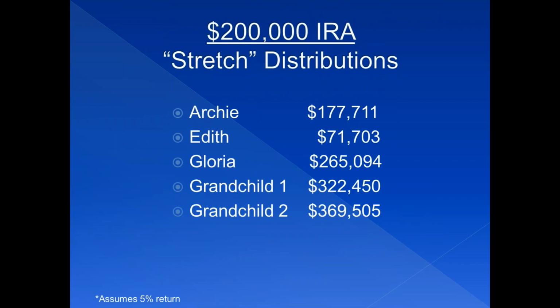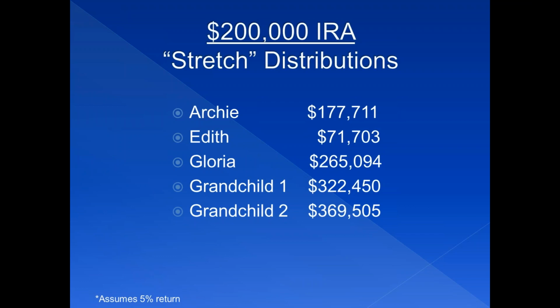So here's how the distributions would work. I'm assuming a 5% rate of return. That may seem a little high today, but remember, the stretch could last as long as 82 years. So if Archie took out only his minimum distributions and lived to his normal life expectancy, he would have withdrawn $177,000. Now we're going to assume Edith survives him by 4 years. No interruption in the income for Edith. If she took only her required distributions, that would total $71,000. Now there's going to be money left over to be passed on to Gloria and the grandchildren.